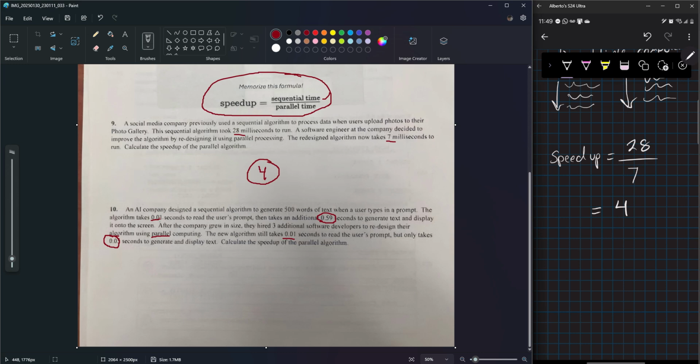So notice how the time to read the user prompt is the same. It's still 1 second on both, so this is not it. We don't care about this. So we care about these other numbers. So 59, speed up, 59 divided by 0.05.